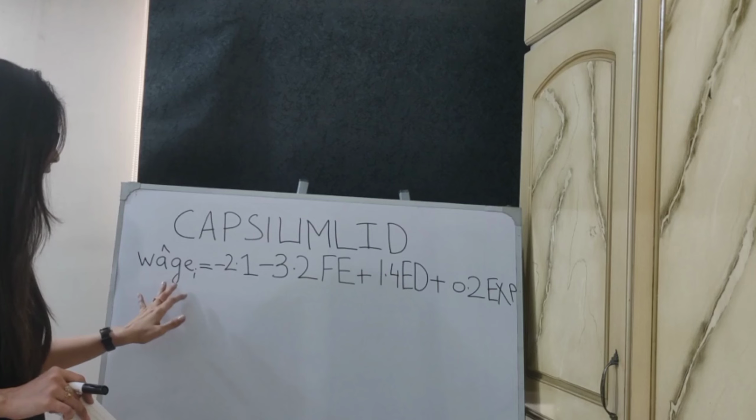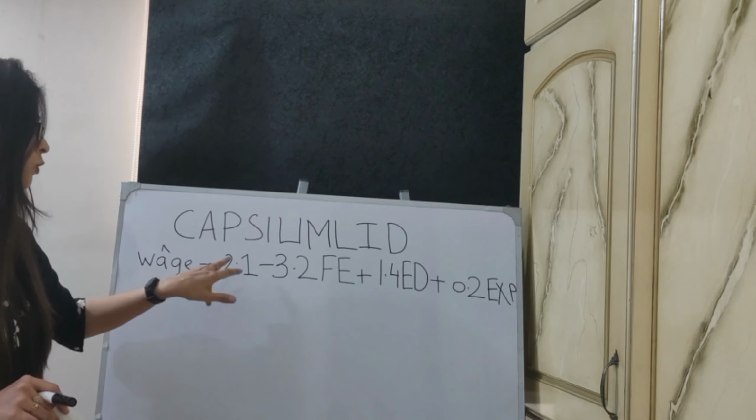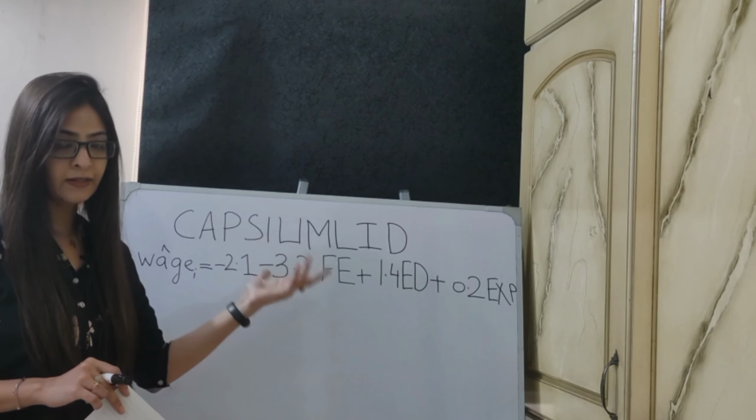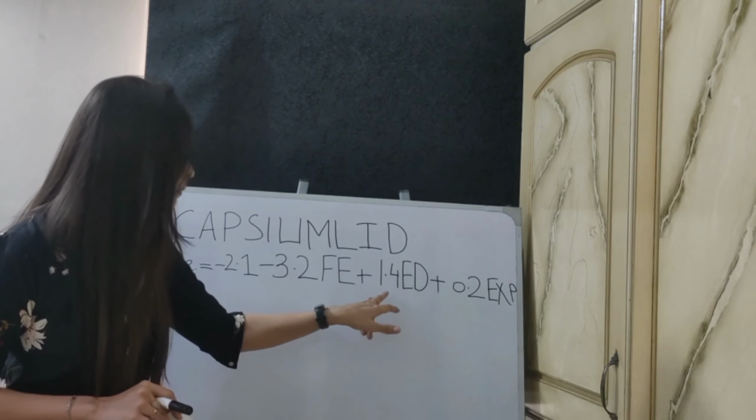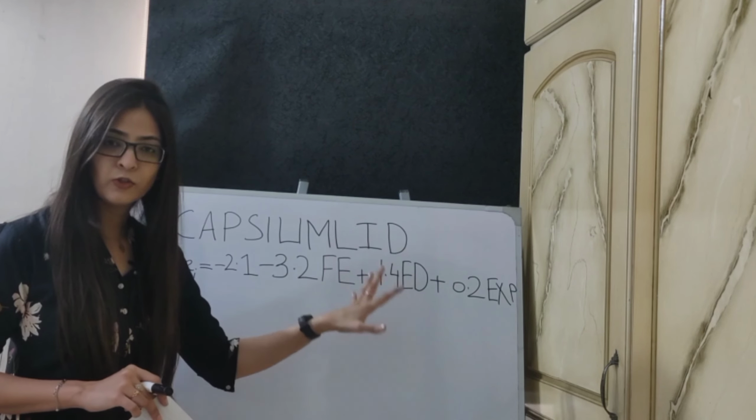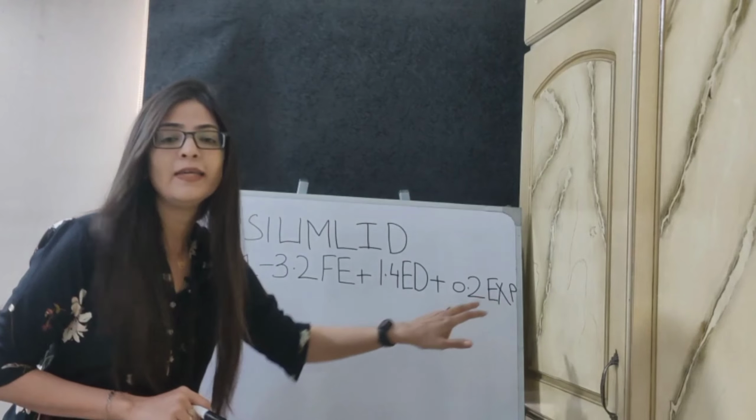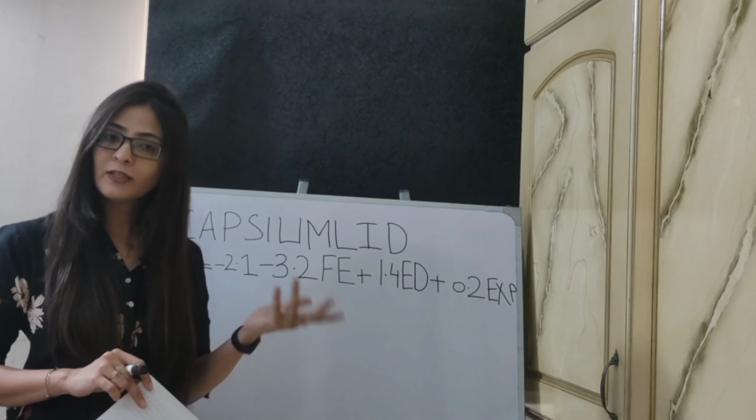So wage hat i is equal to minus 2.1 minus 3.2 FE. FE stands for female, that is the dummy variable, plus 1.4 ED. ED stands for education, and the last term is plus 0.2 EXP, and EXP stands for experience.